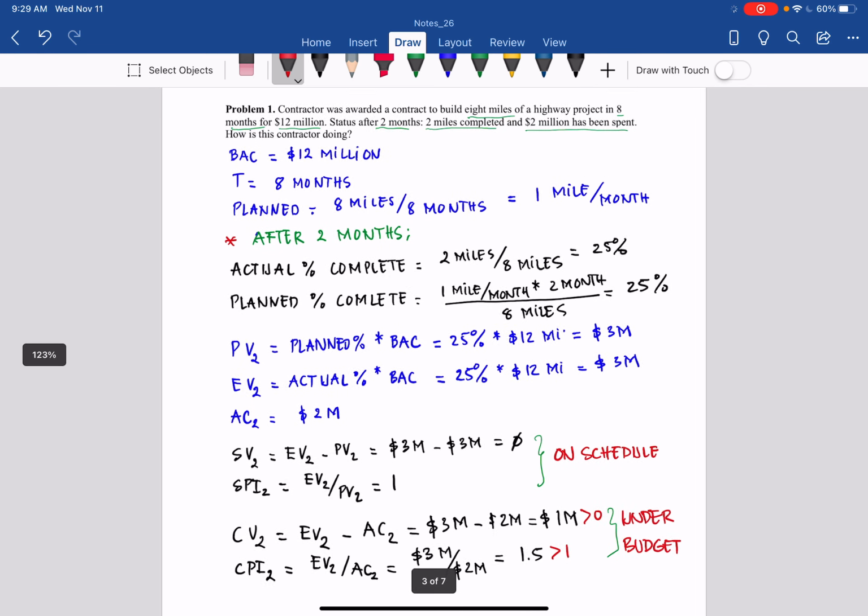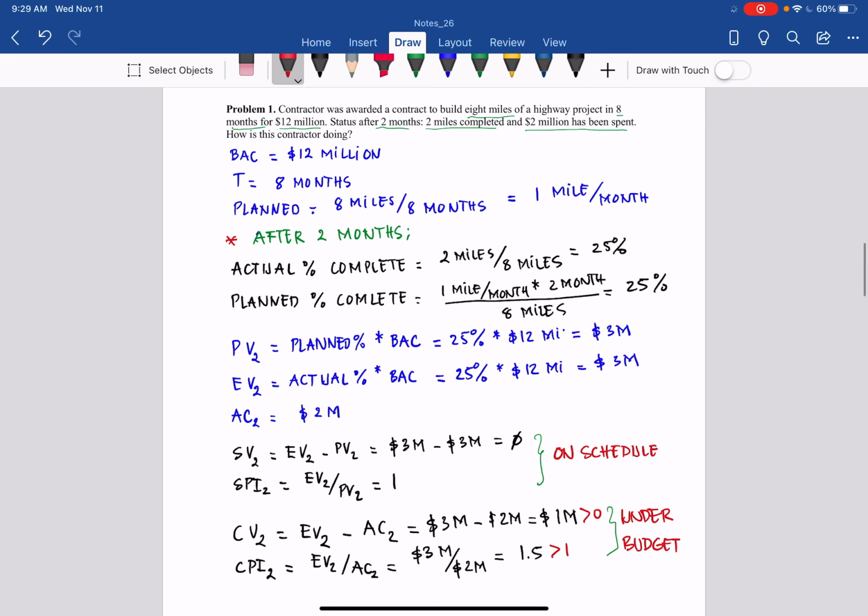So that is for problem 1. In problem 2, we continue with this problem after 4 months and 6 months, and then we can draw a chart.